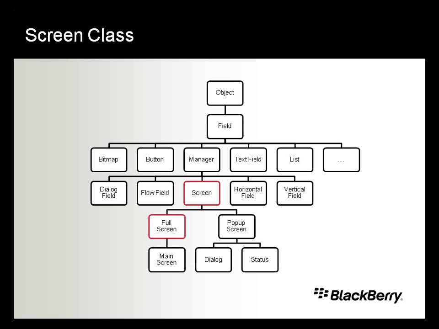The classes that extend the screen class are full screen and main screen, which actually use the full physical display on the device. And we have pop-up screen, which is extended by dialog and status classes, which are used to display different status updates or dialogues to the user. They do not take the full physical size of the display on the device.